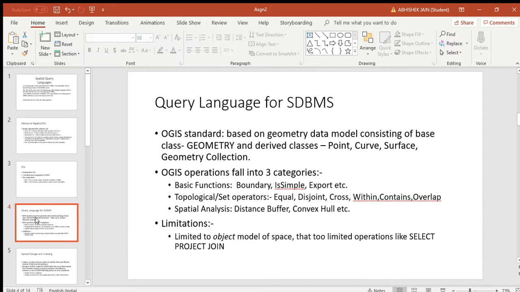The limitations of the OGIS operations based on the OGIS standard are that these standards are limited to the object model of space, which is too limited, and they are limited to operations like select, project, and join. So they are not extensible to the field model of space.